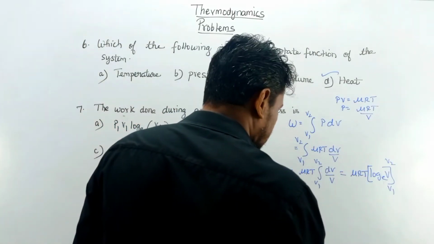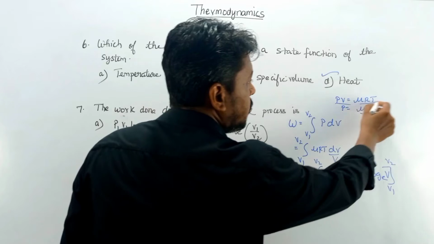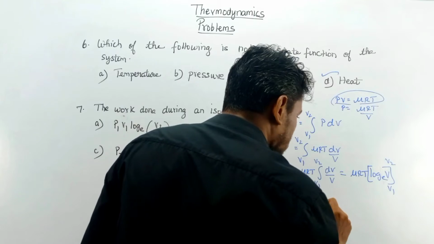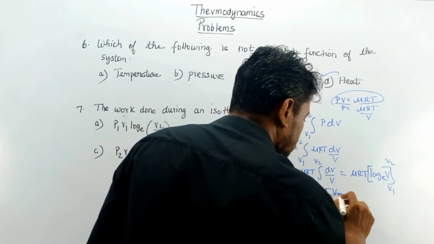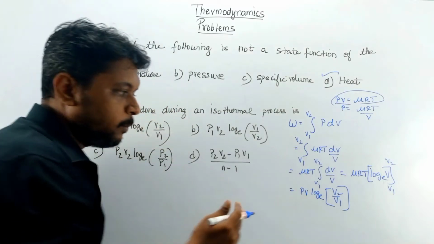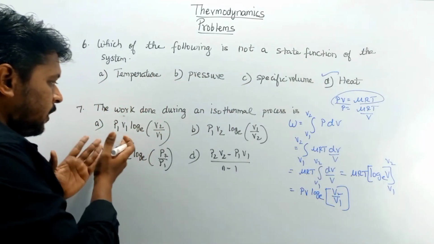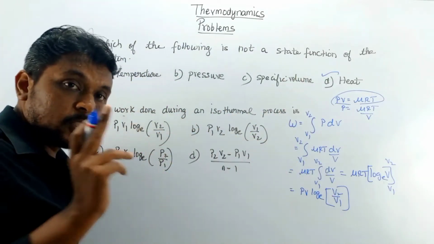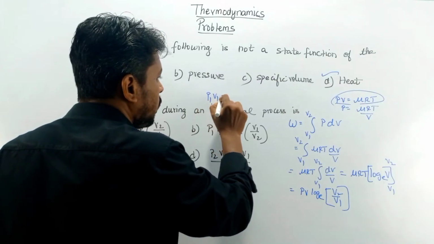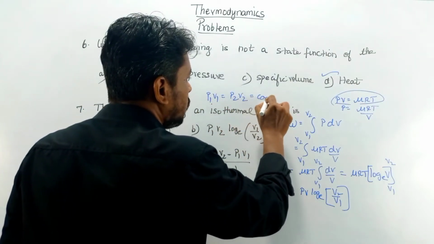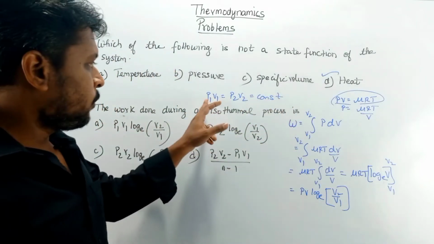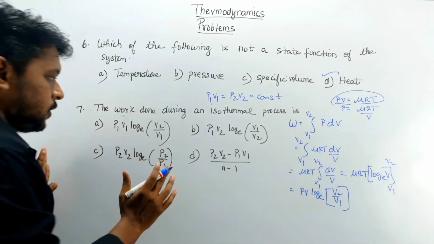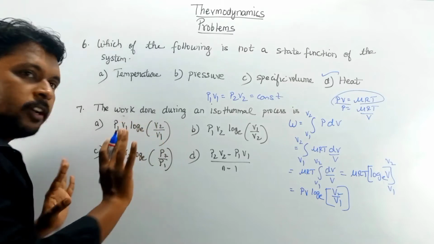Okay, so this could be replaced as, you know that PV is equal to μRT. So it could be written as PV log to the base e. When you apply the limits, it becomes V2 by V1. So in general, we're getting PV log of V2 by V1. But in the options, we're having P1 V1 or P1 V2 like that. So you know that in an isothermal process the temperature is constant. So the equation could be written as P1 V1 is equal to P2 V2 is equal to constant, because PV is equal to constant. So we can write either P1 V1 or P2 V2. So see the options. Here we have P1 V1 log of V2 by V1, which is correct.